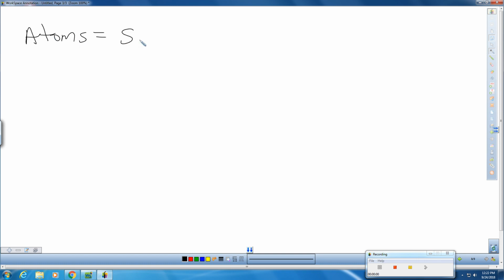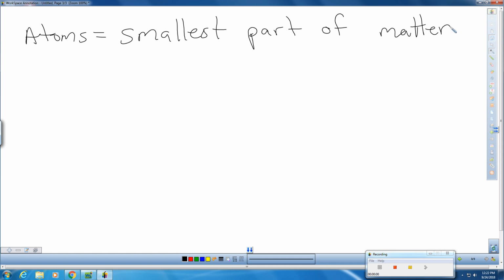So if we take a look at what we should know by now, atoms are the smallest part of matter, which we've talked about. And they're the smallest part of matter that actually retains all of their physical and chemical properties. So once we get to an atom level, we can't get any smaller than that.